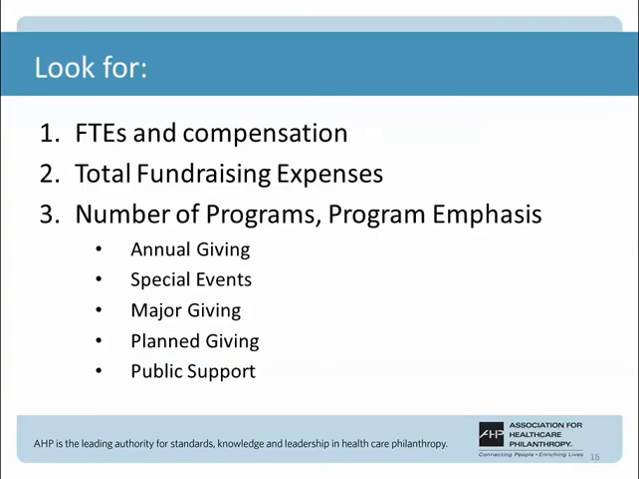Things to look for when you're running reports are the number of FTEs and their compensation, the total fundraising expenses, and the number of programs and the program emphasis for each of the programs. If you review the overview report and AHP's high performers report, you'll find time and time again that the biggest indicator of success in terms of net fundraising revenue is the fundraising expense budget. So pay particular attention to those numbers when you're running your comparisons.